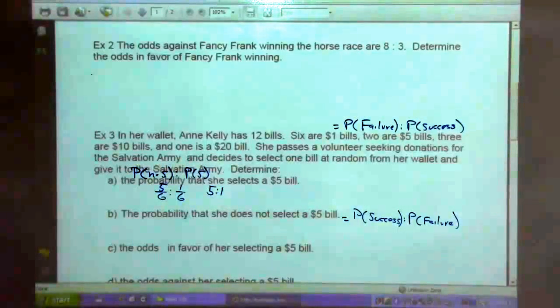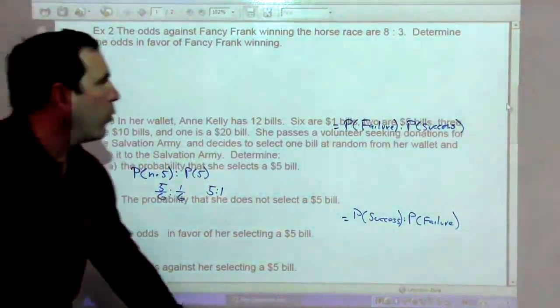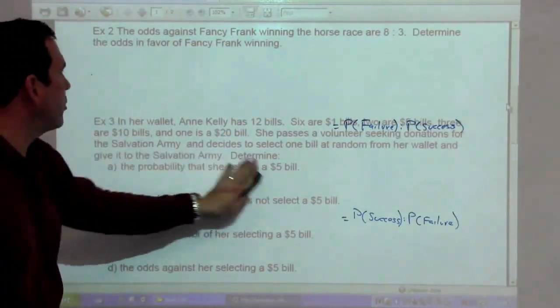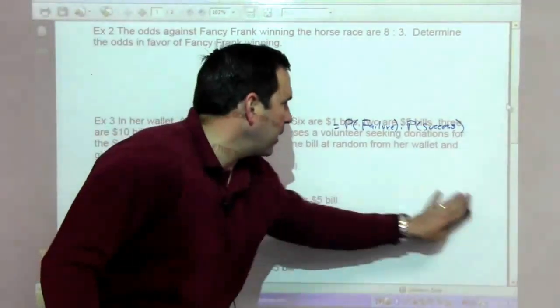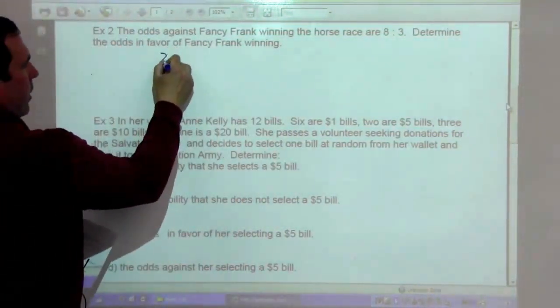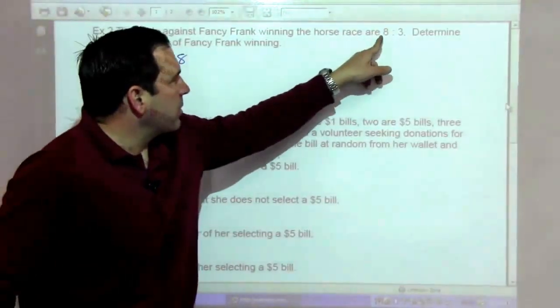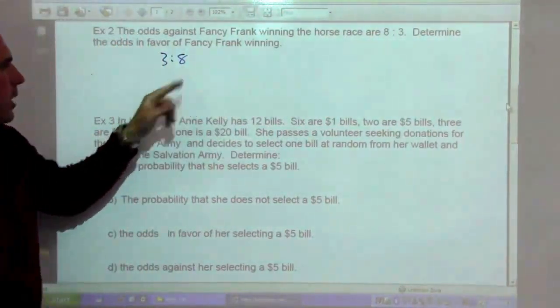Example 2. The odds against Fancy Frank winning the horse race are 8 to 3. Determine the odds in favor of Fancy Frank winning the horse race. Well, that's just going to flip it around. 3 to 8. 8 ways to lose compared to 3 to win. That means 3 to win compared to 8 to lose.